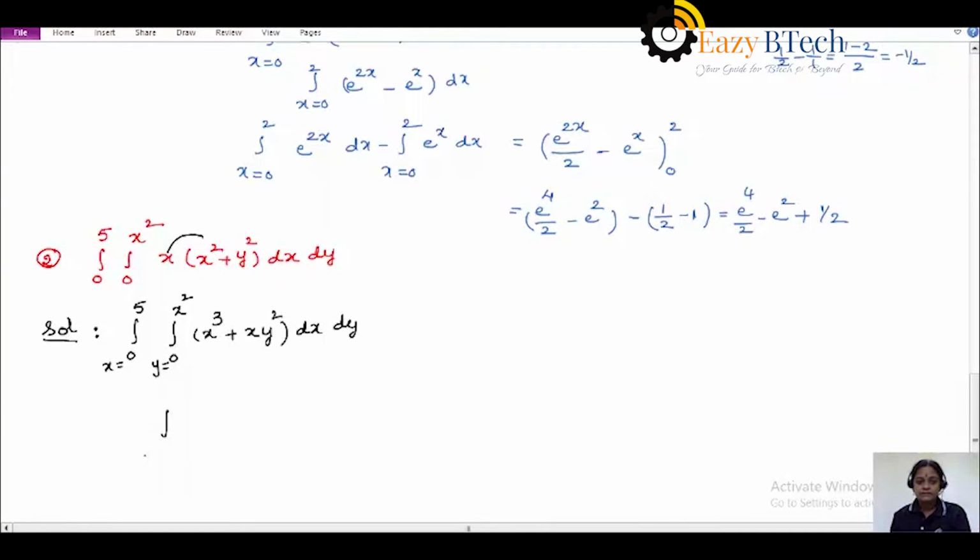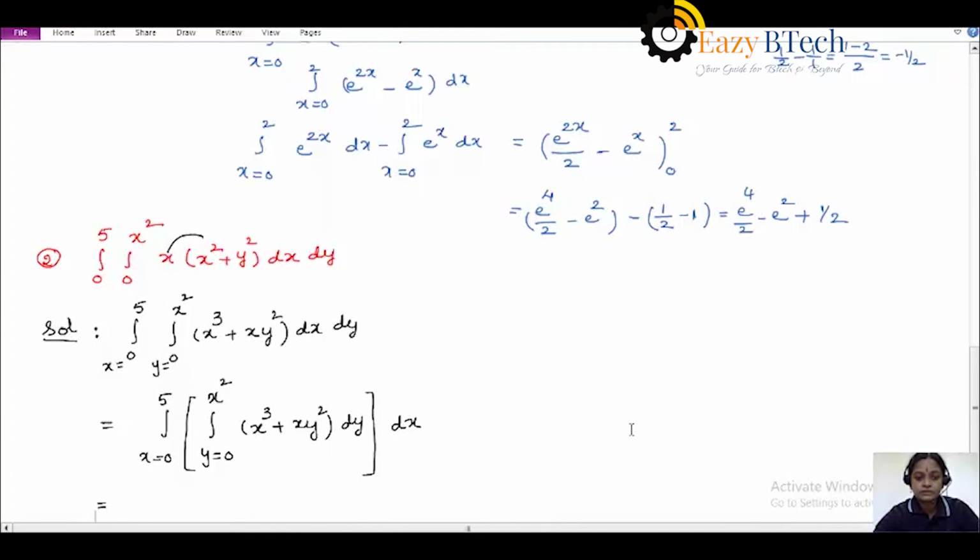So integral x is equal to 0 to 5 and integral y is equal to 0 to x square of x cubed plus xy square. At first we are doing integration with respect to y, students. Why are we doing integration with respect to y here? Because the limits are in terms of x here, the first limits. So that's why we are doing integration with respect to y at first, and then we are doing integration with respect to x.